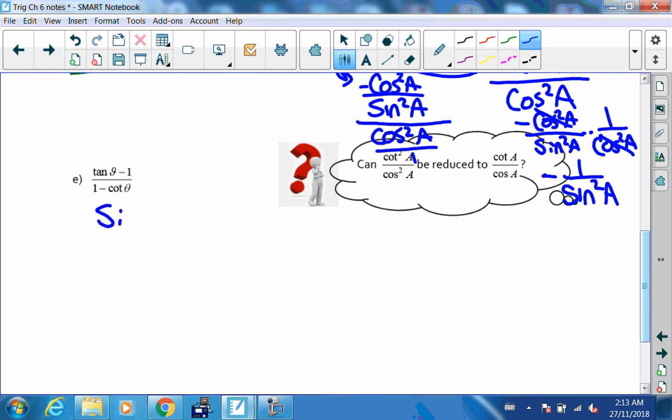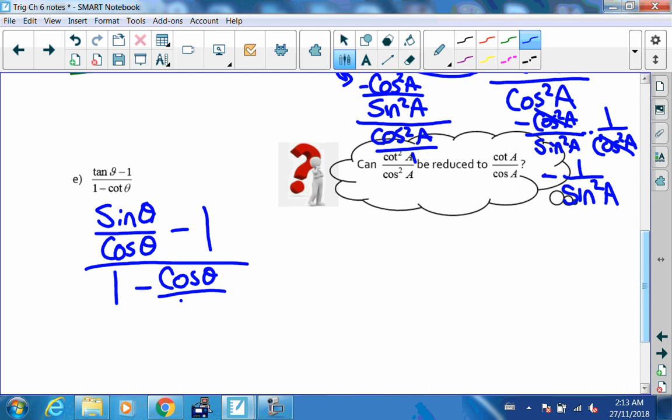So this is going to become sine theta minus 1 over, let's change that around. It's not sine theta minus 1. The tan turns to sine theta over cos theta, right, again, because formula sheet, minus 1. And then cotan is cosine theta divided by sine theta. Okay? So again, hopefully that makes sense.